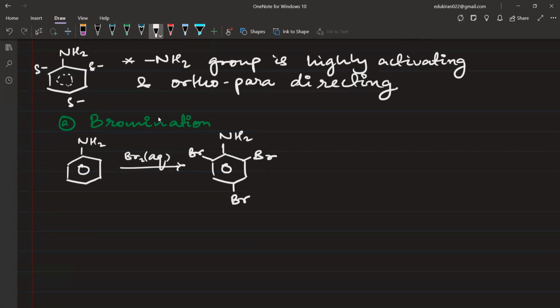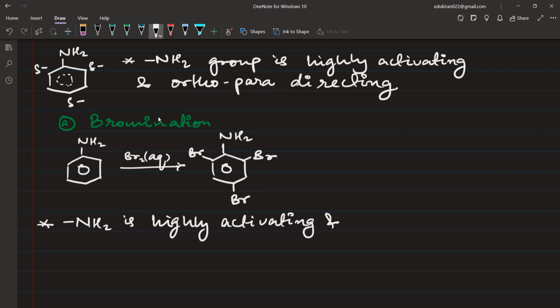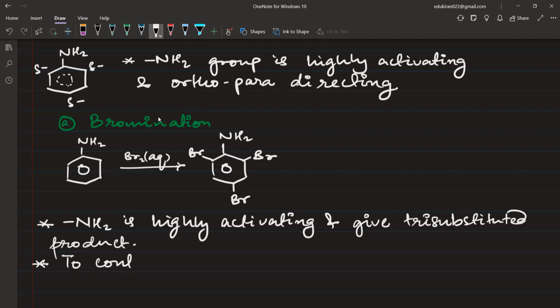In order to get a mono-substituted product, what do we do? Please write. First of all, what did we learn from this? NH2 is highly activating and gives tri-substituted product. Now, in order to control this, please write: acylation with acetic anhydride is done. Acylation, the last reaction of the last class, acylation with acetic anhydride is done.